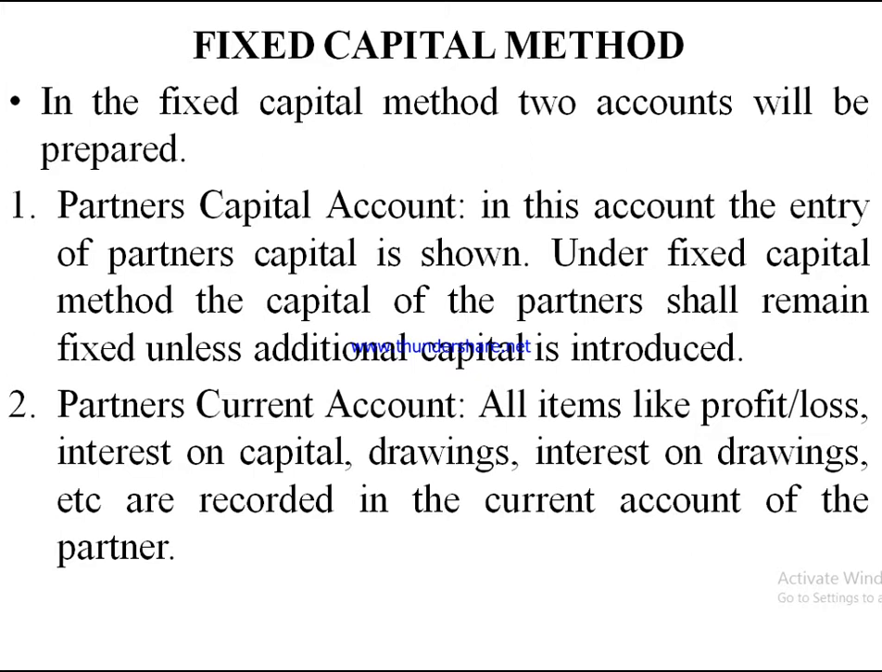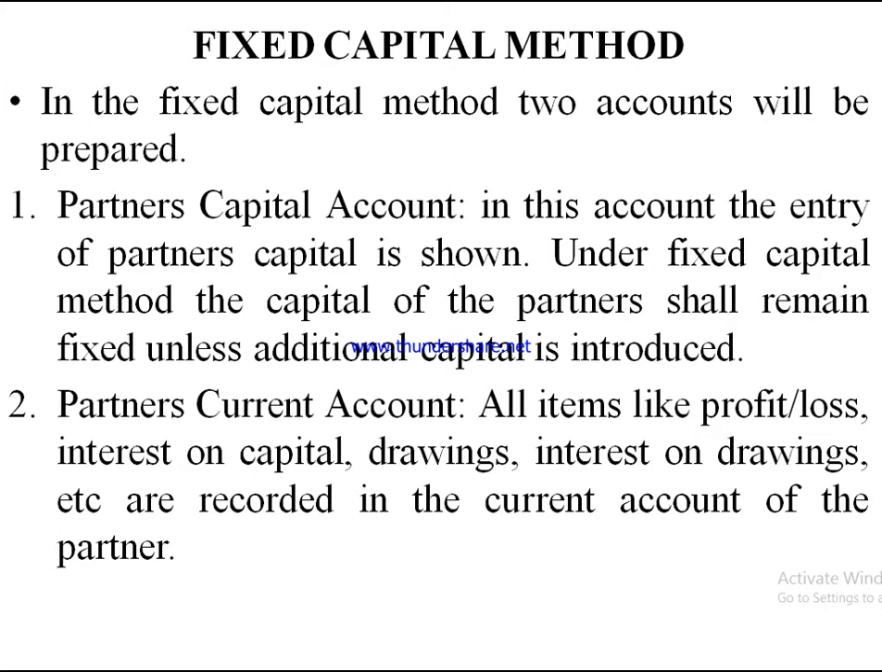In the fixed capital method, 2 accounts will be prepared. We name them Partners Capital Account and Partners Current Account. In the Partners Capital Account, only the entries relating to the partners' capital will be shown. The capital initially invested by the partners, or the additional capital invested later by the partners, only these 2 entries will be shown in the Partners Capital Account.